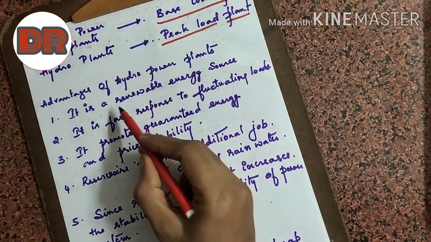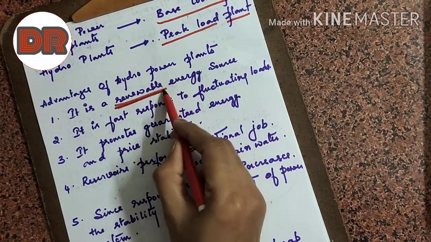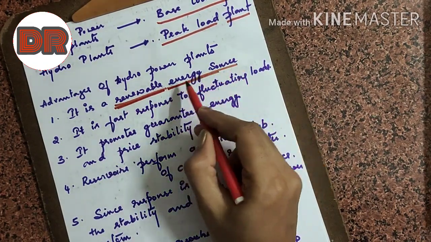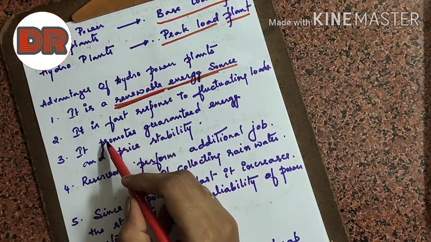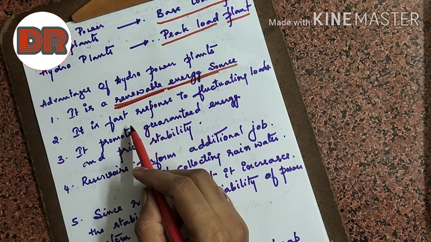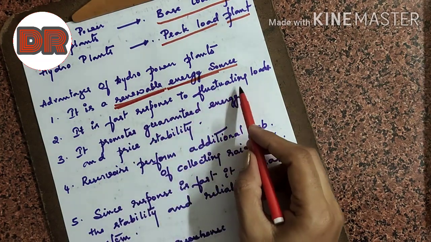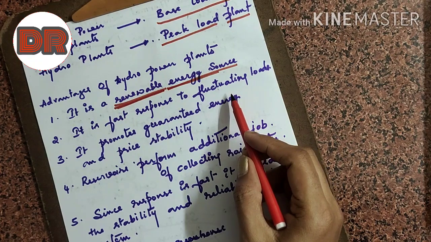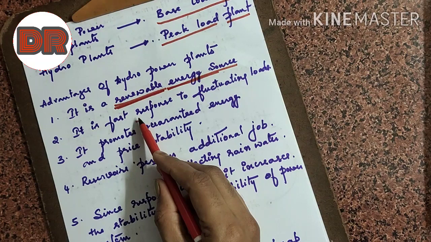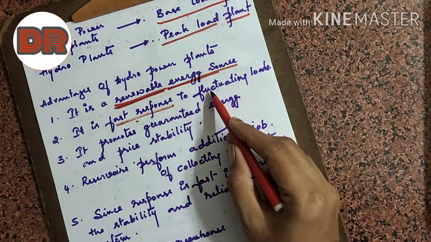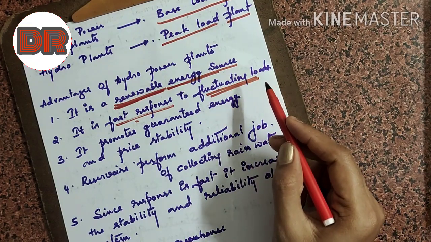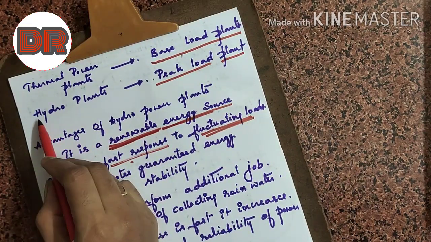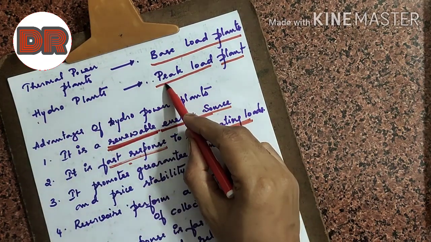It is a renewable energy source. The energy source is water here. And the second advantage is its fast response to fluctuating load. As I said earlier, the response is very fast, and since the response is fast, it is used as the source for fluctuating loads. That is why we select hydropower plants as the peak load power plants.